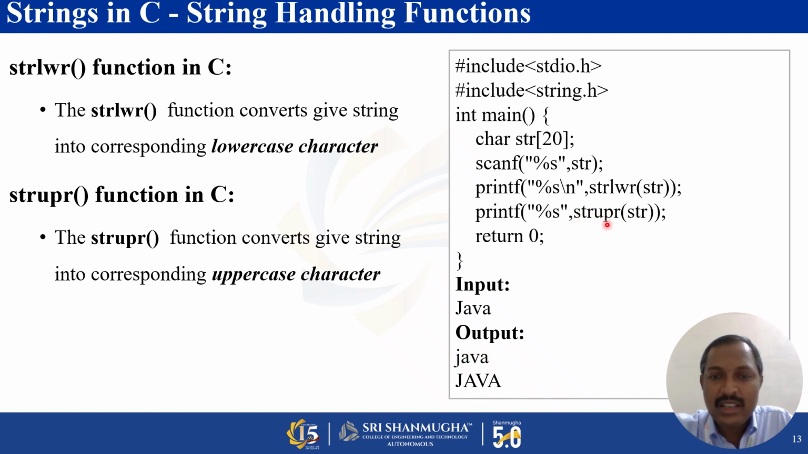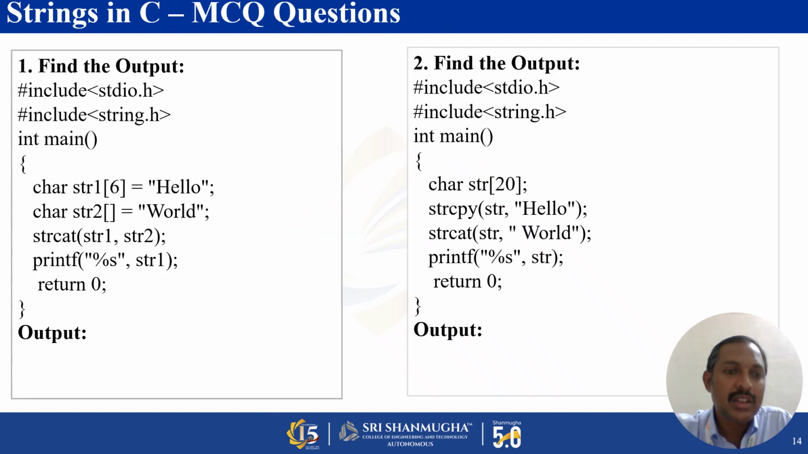The next function, strupr, will convert a given string into uppercase. For example, we are giving the input Java. This is converted into uppercase letters, which is printed by this printf function. We are getting the output JAVA. Simply, we can convert a given string into uppercase or lowercase with the help of these two functions.